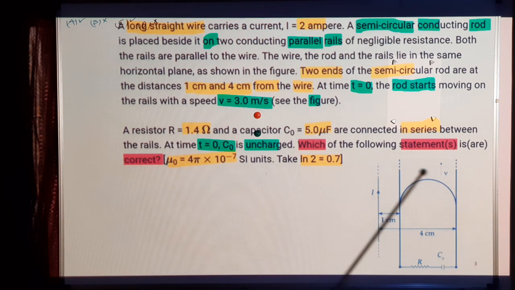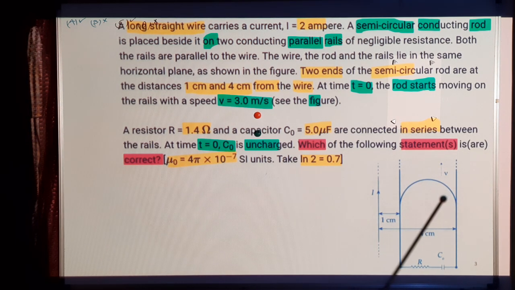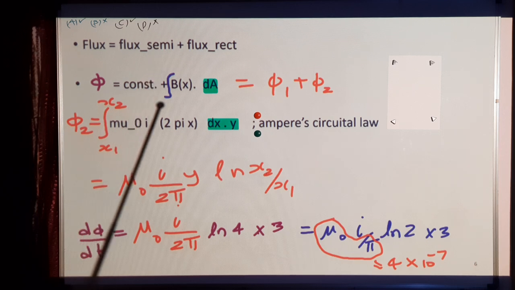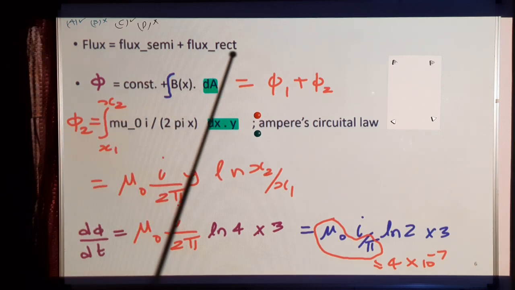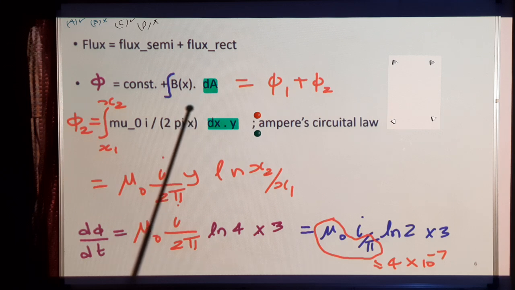Due to the closed circuit, so the flux linking this thing can be divided into 2 parts. One is the semicircular part, this much, and the rectangular part. As this thing moves, the semicircular part area is fixed, it will not change. But this rectangular part area will grow. So the flux is flux of the semicircular part, which is the constant, plus flux in the rectangular part, which is integral B dot dA, and B is a function of x.